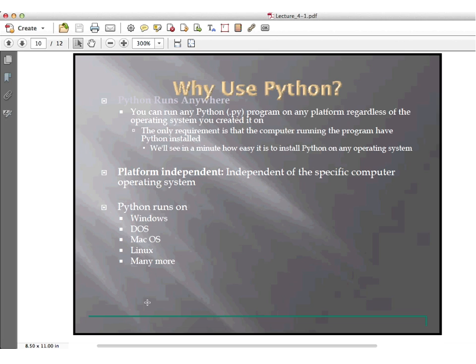The thing that's neat about Python is it's free and it's everywhere. I know I must sound like an evangelist, but it runs on Windows, it runs on DOS, it runs on Mac OS, Linux, just about everything. It runs on Raspberry Pis. And so the language is independent of the processor.